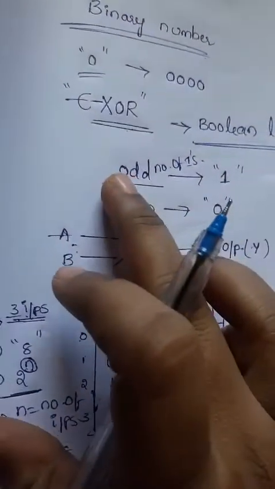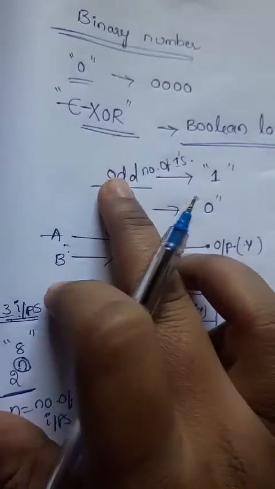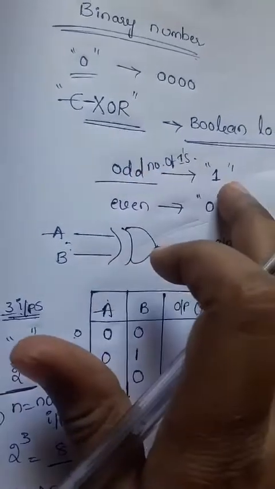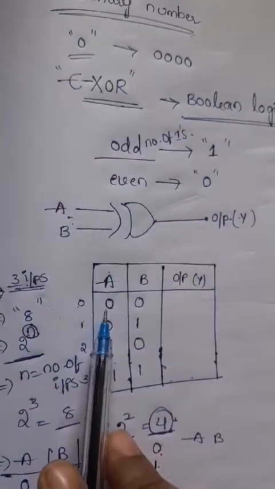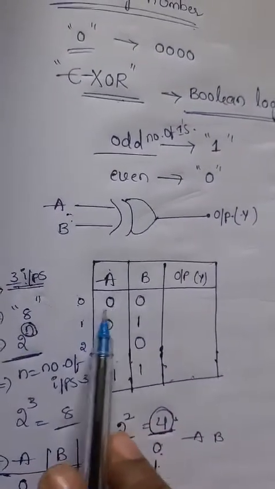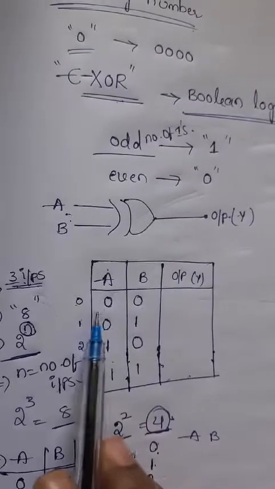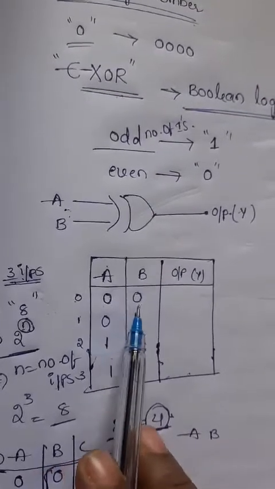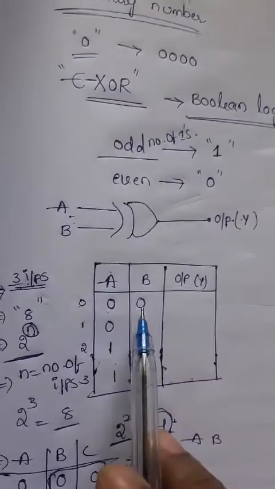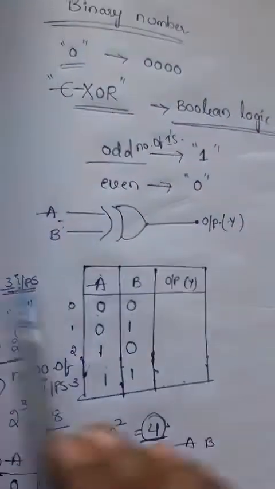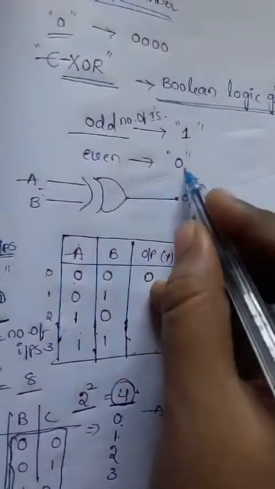Okay, so when you give an odd number of ones, then the result is 1. So just count where there is an odd number of ones. For 0 0, there is no 1 in the two inputs, right? So that is an even number of ones, since there is no 1 in it. So directly I can choose the output as 0.